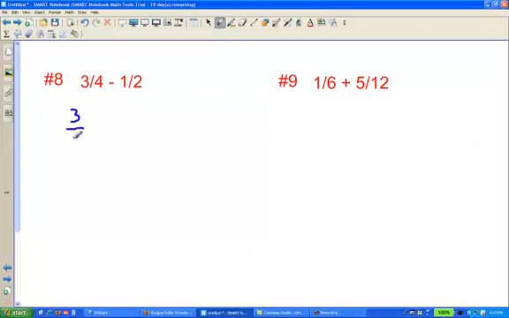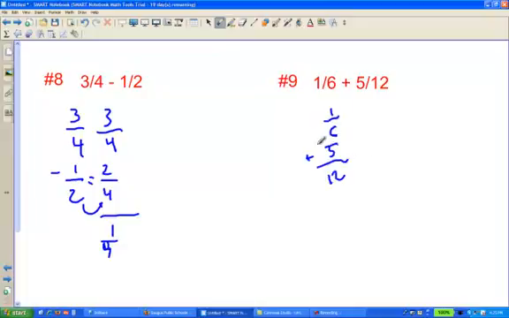3/4 minus 1/2. Common denominator is going to be 4 here. That's 4. I multiplied 2 times 2 to get to 4, so I'm going to multiply 1 times 2. I have 2 there. 3/4 minus 2/4 gives you 1/4 for a final answer.